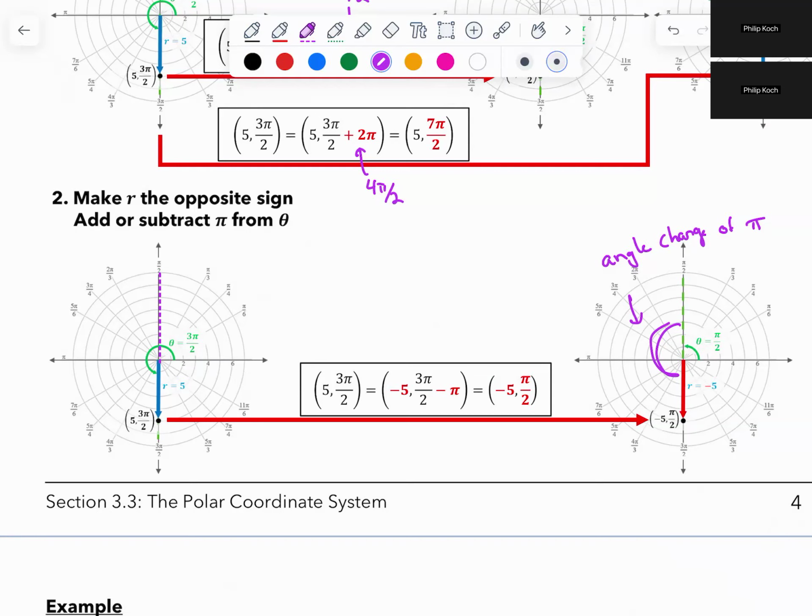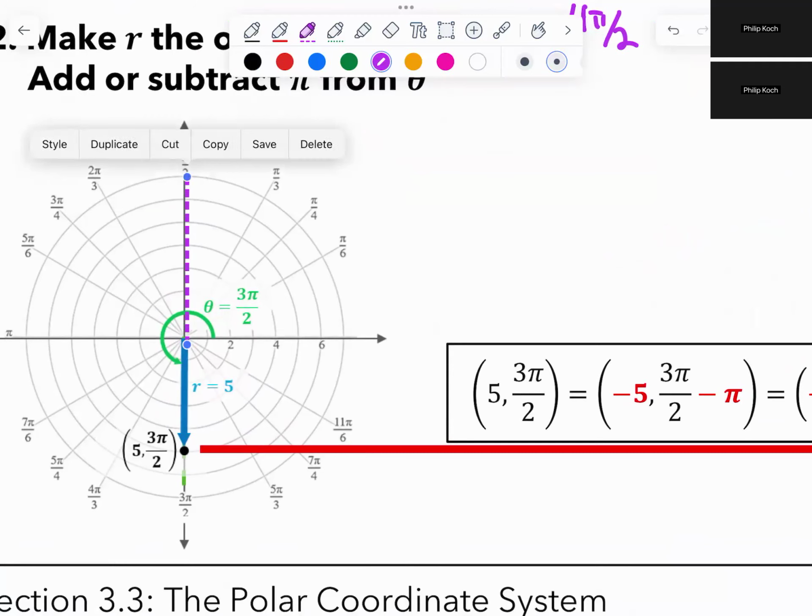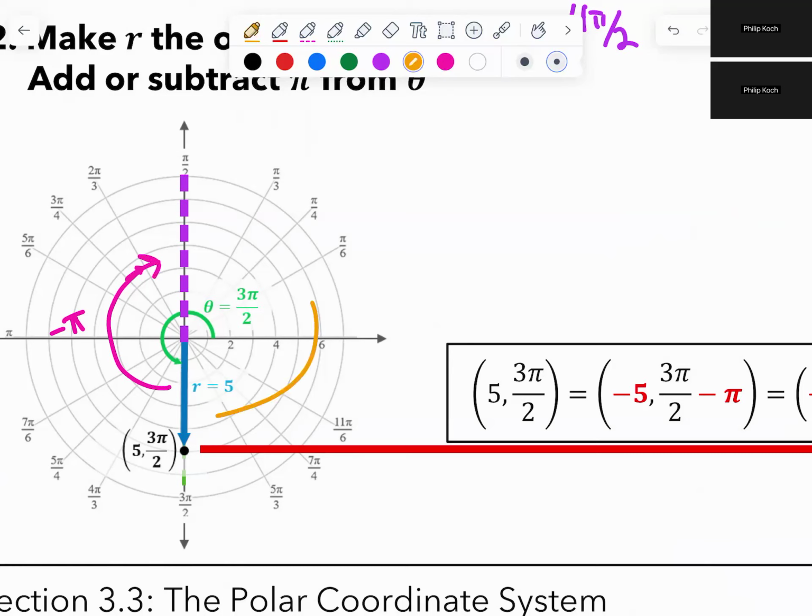Is it showing up now? No, it didn't show up very well. You could either subtract pi. So 3 pi over 2 minus pi gives me pi over 2. Or I could add an additional pi, to give me 5 pi over 2, and then just make my r negative, and it would shift it down where it needs to be. Does that make sense? Yes, great question.